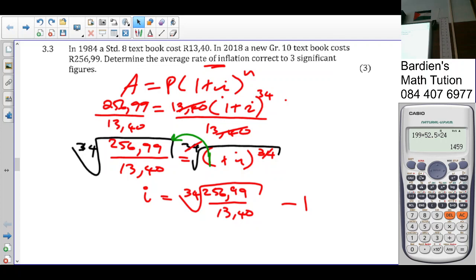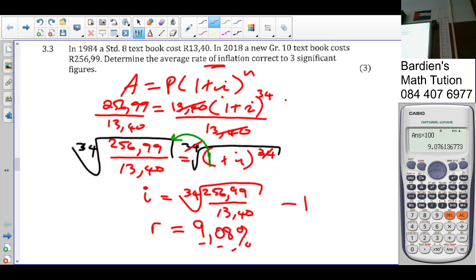So just put that in the calculator. It's the 34th root of 256.99 over 13.4, minus 1. As you see, we times it by 100. So 3 significant figures will be what? 0.0908, times by 100 is 9.08%. That is 1, 2, 3, 3 significant figures. Okay.